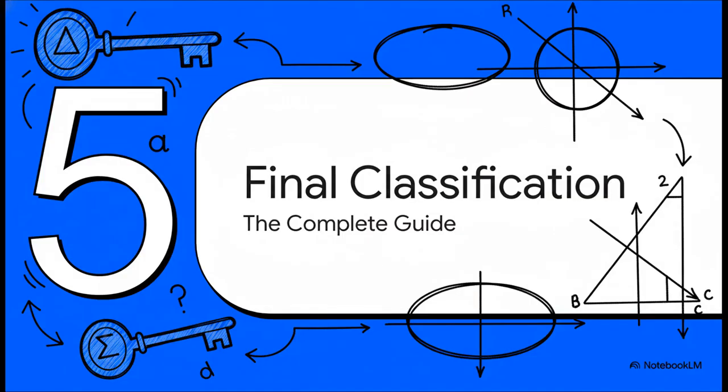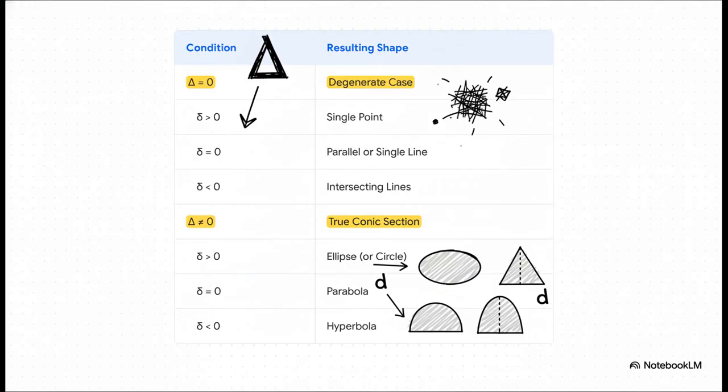So, we've gathered all our clues, we've got our 2 keys, big delta and little delta. Let's put it all together into one complete guide. And here it is, the complete flowchart for identifying the shape hidden in any general second-degree equation. It's a simple 2-step process. First, you check big delta. If it's 0, you look at the top half of the chart. If it's not 0, you look at the bottom half. Then, in both cases, you just use little delta to find your exact shape. It's an incredibly powerful and really elegant system.